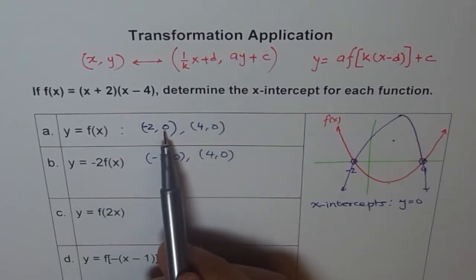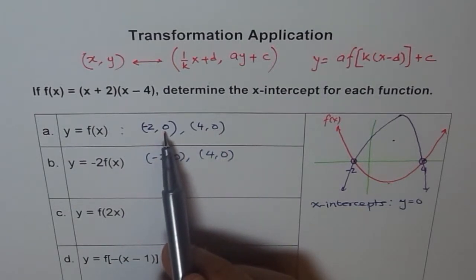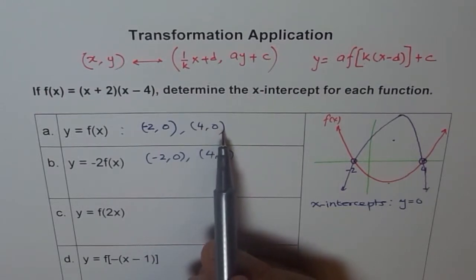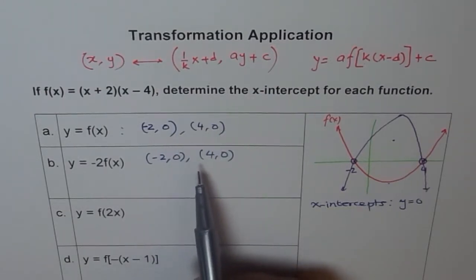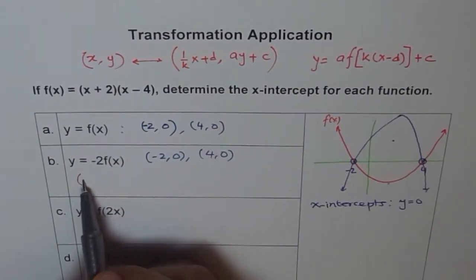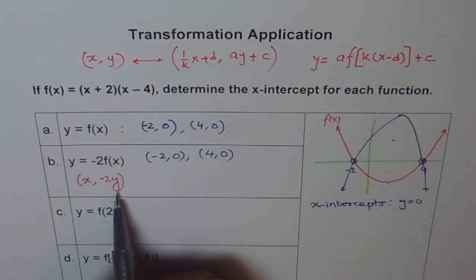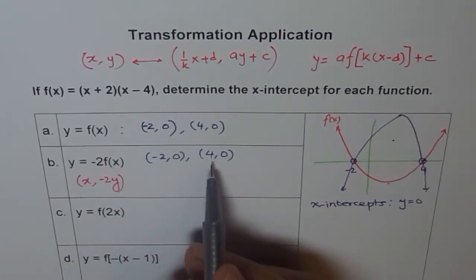If you multiply y by minus 2 here, what will happen? 0 times minus 2 is also 0, right? It doesn't change. Those are invariant points. They don't change. Therefore, we have the same answer. Does it make sense? So here, the transformation will be x remains the same and y becomes minus 2 times y. Is it okay? If I do that, I get the same answer.